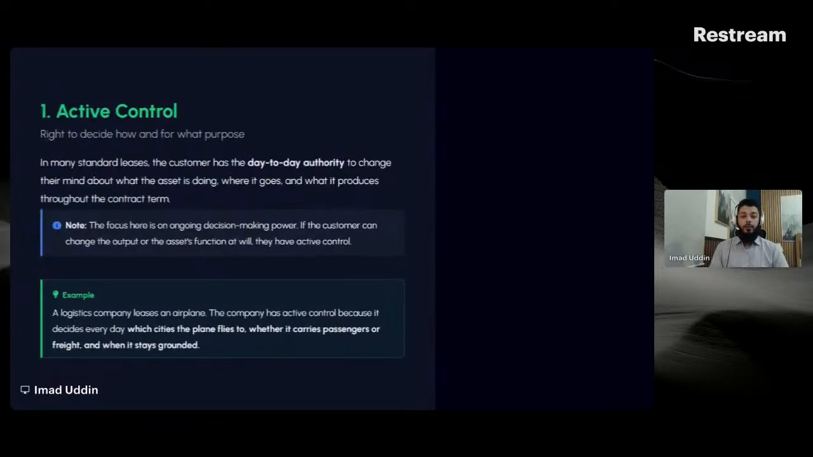But as we discuss in the future, there might be more protective restrictions. For example, they cannot carry explosives on the plane. That would not negate the right to control the asset because they can still control it within very broad protective restrictions on it.